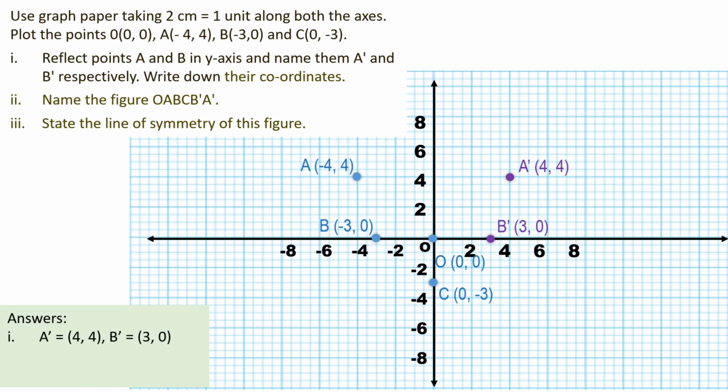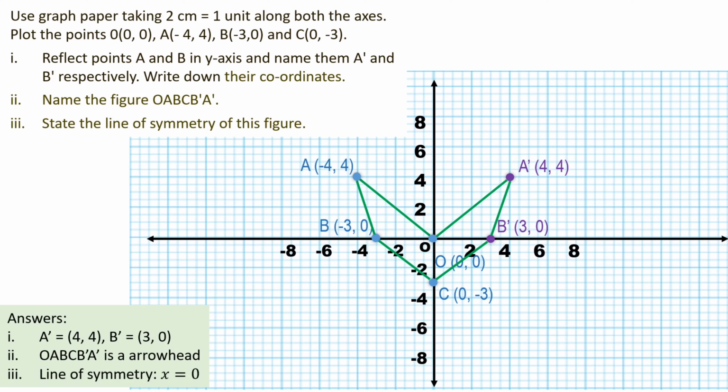Now we need to name the figure O, A, B, C, B dash, A dash. So joining these points in the sequence O, A, B, C, B dash, A dash, and making it close by joining it with O at the end, the figure formed is an arrowhead. And again we can see the figure is symmetrical about the vertical line, that is y-axis. So the line of symmetry is the y-axis, which is x equals 0.